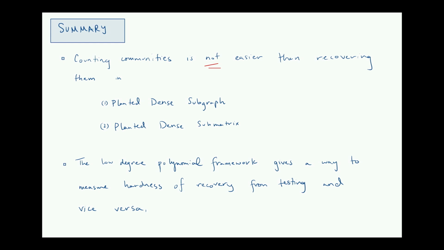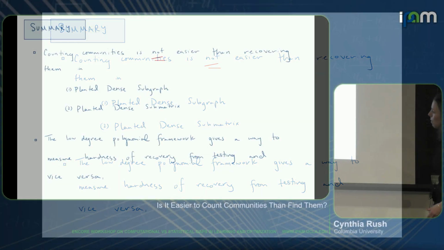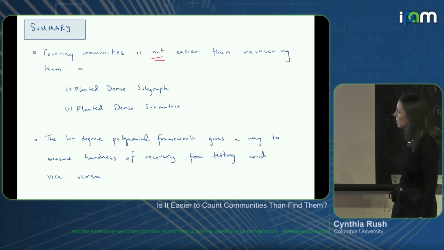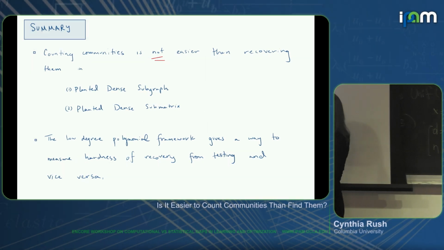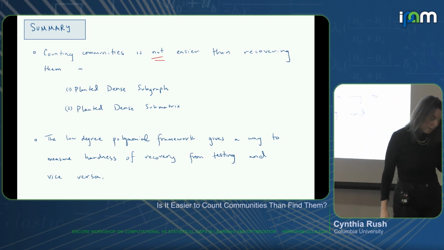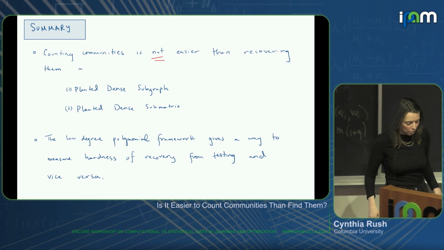Okay, that's more or less all I wanted to say. Counting communities is not easier than recovering them, at least in the two models that we studied. And I believe that the low degree framework gives a way to measure hardness of recovery from testing and vice versa. And I think this could be a really interesting line of work because often I think it's hard to study the hardness of recovery problems generally.